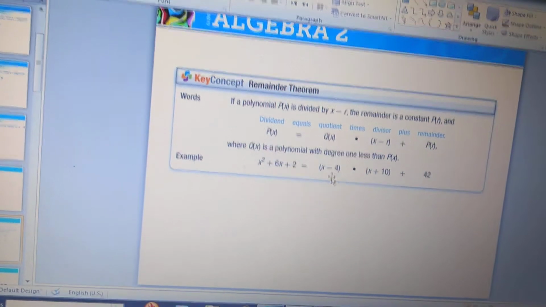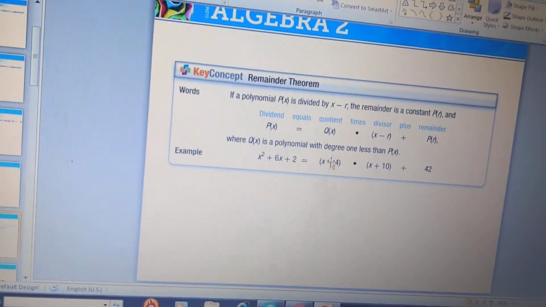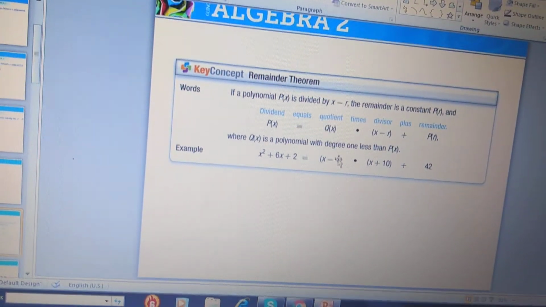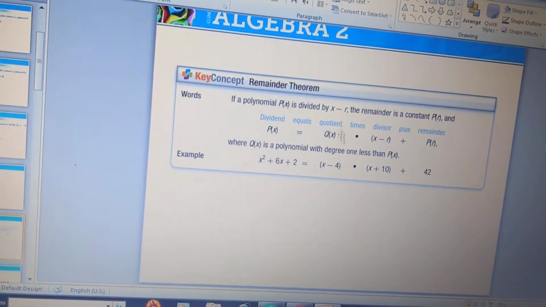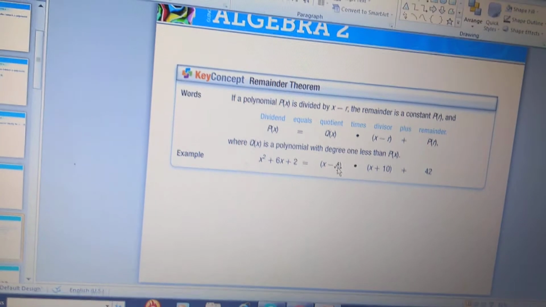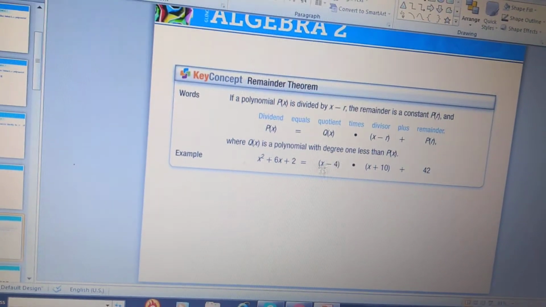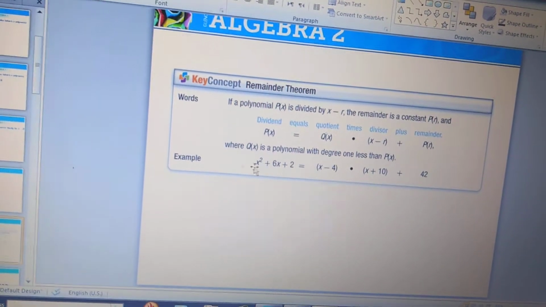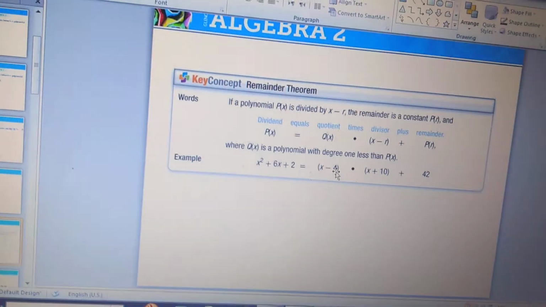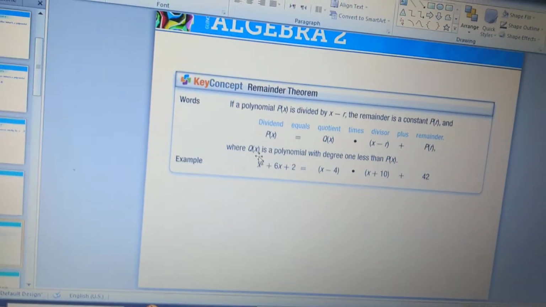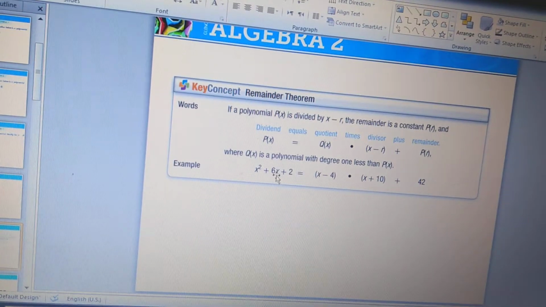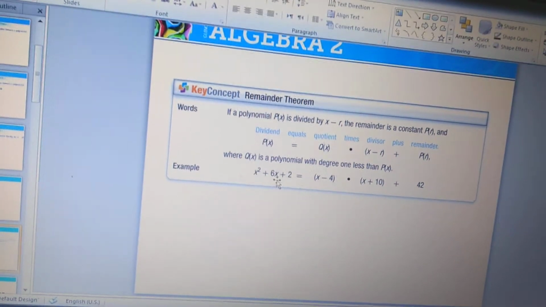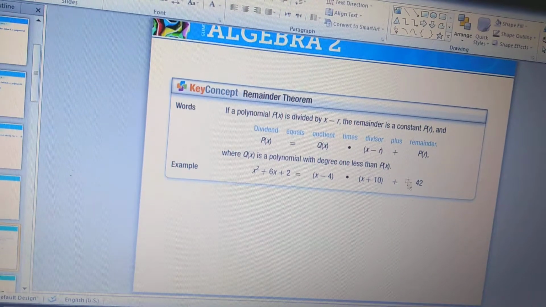Directly, I take r. Here, what is r? Again, here r is 4, not negative 4, because this negative is from the rule. This means r equals 4. To know the remainder, directly take r and replace it in the main polynomial, like here. r is 4, 4 squared, 16, plus 6 times 4, 24. 24 plus 16, 40, plus 2, 42. You see, this is the remainder.